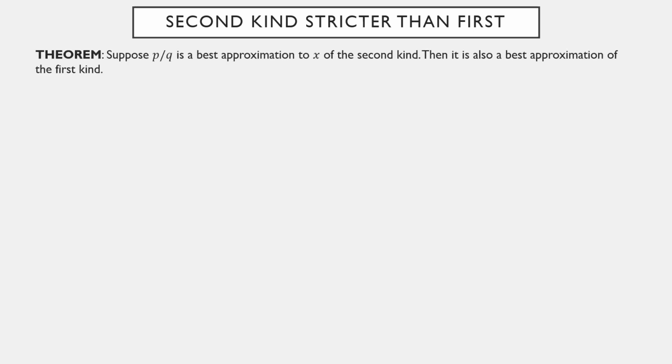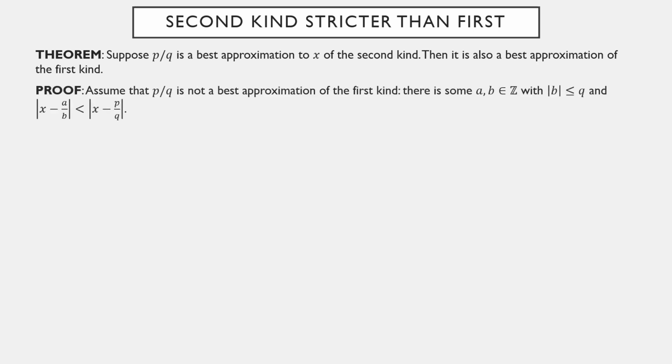Now, while they are different notions, they are related. Suppose you have a best approximation of the second kind, then it is also a best approximation of the first kind. We say that, therefore, the second kind best approximation is a stronger approximation. If you are best of the second kind, you are automatically best of the first kind. So let's assume that p over q is not a best approximation of the first kind. In other words, there is a rational number a over b whose denominator is less than or equal to q, which is closer to x than is p over q.